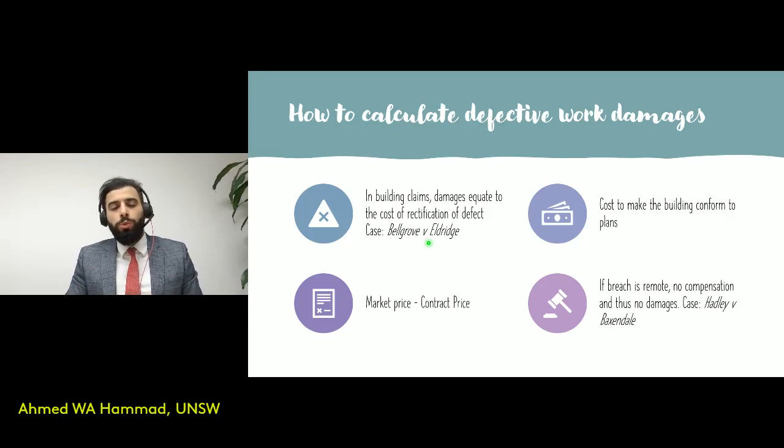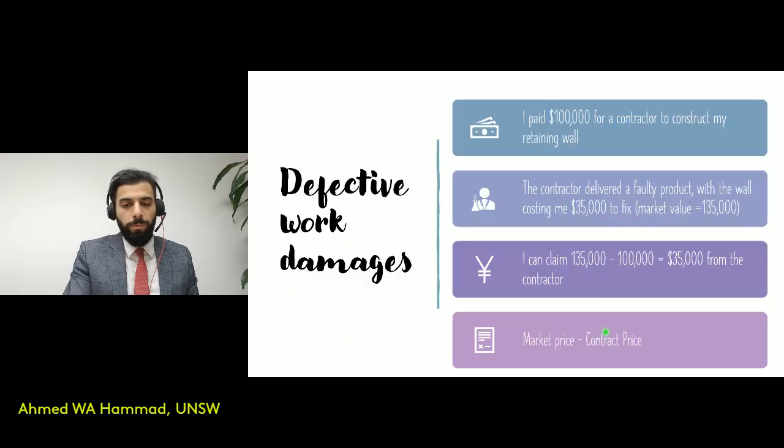Damages would equate to the cost of rectifying the defect. So it's the cost to make the building conform to the plans. And the simple equation that's given is market price minus contract price. Now note that if the breach is remote, such that you can't establish causation, in this case, there will be no compensation. And if there's no compensation, then there is no damages. And the authority case is the one highlighted for you on the screen.